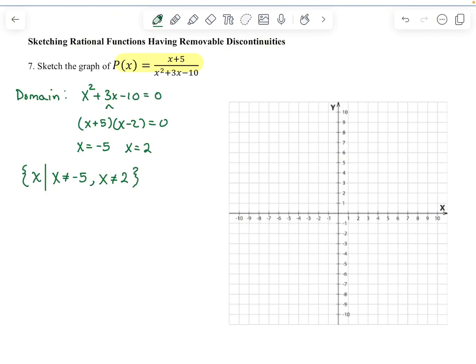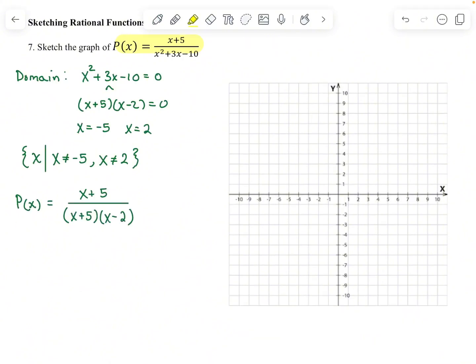Now I'm going to rewrite p of x with a completely factored denominator. What you'll see is that the numerator and the denominator share a common factor of x + 5. So if I divide those common factors out of the rational expression, we are left with 1 divided by (x - 2), provided that x doesn't equal 2 and x doesn't equal -5.